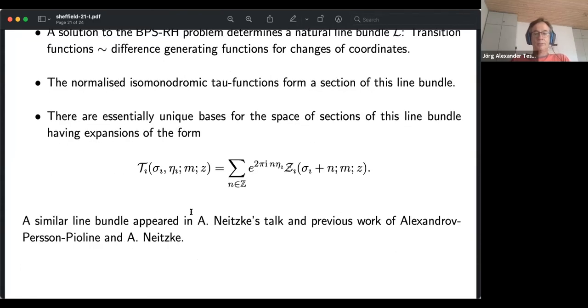Well, we're now at a point where you may notice there was something similar in Andy's talk, and in a sense that was perhaps one of the main points he arrived at. And in the literature, similar line bundles have also appeared in the work of Alexandrov, Persson, Pioline, and Andy several years ago by now, in particular on hypermultiplet moduli spaces or the QK-HK correspondence.